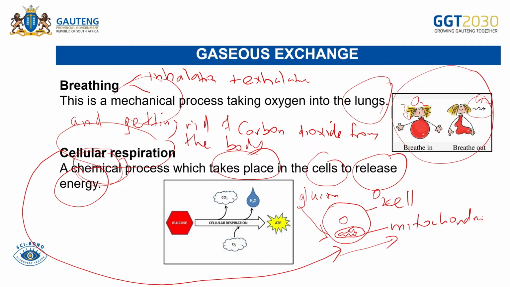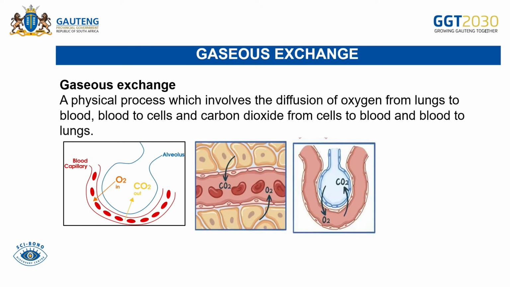Cellular respiration occurs at a cellular surface, and what does this mean? It means that respiration is a chemical process occurring in the mitochondria of a cell, whereby the glucose that comes to the cell will be broken down with the oxygen that you've inhaled. And what does it do? It releases energy. Okay, so here is gaseous exchange now.